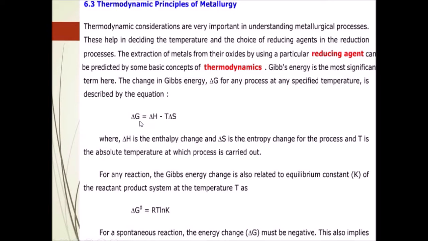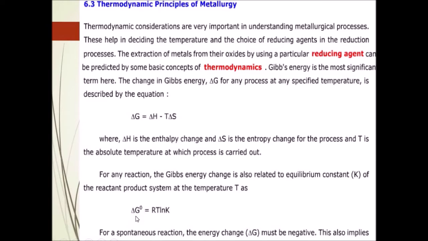So again I'll repeat, delta G is equal to delta H minus T delta S, which you've already studied in the chapter of thermodynamics last year. That is, delta G is Gibbs free energy, delta H is change in enthalpy, delta S is change in entropy. For the reaction, the Gibbs energy change is also related to the equilibrium constant. It can be related to the equilibrium constant as delta G naught is equal to RT ln K.